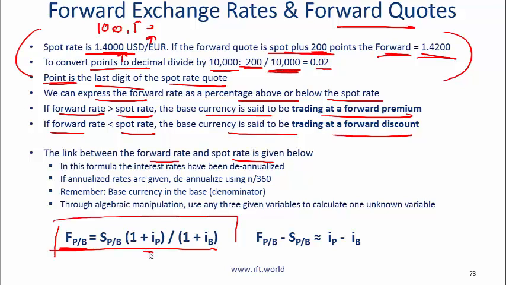The numbers that I have shown here, the interest rates, are de-annualized interest rates. If you are actually given the annualized interest rates and then you are told that this is a 6-month forward contract, then you would simply take the annualized and de-annualize by multiplying by 180 over 360. An approximate version of the formula is shown right here. The difference between the forward rate and the spot rate is approximately equal to the interest rate differential between the price currency and the base currency.